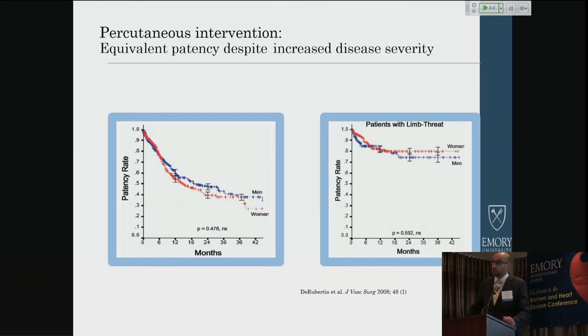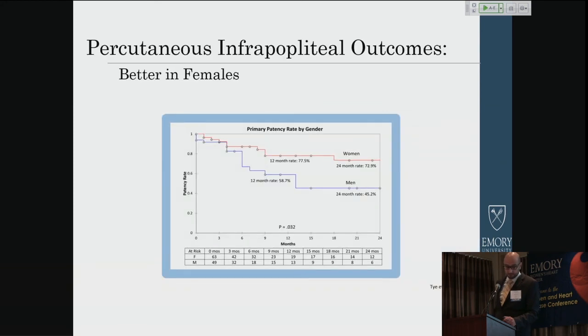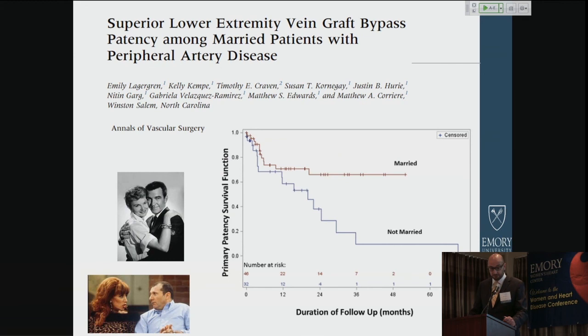This is again showing the relatively equivalent patency, despite the increased disease severity in women. And this applies to whether it's infrapopliteal in the tibial arteries or in the superficial femoral arteries and popliteal arteries.